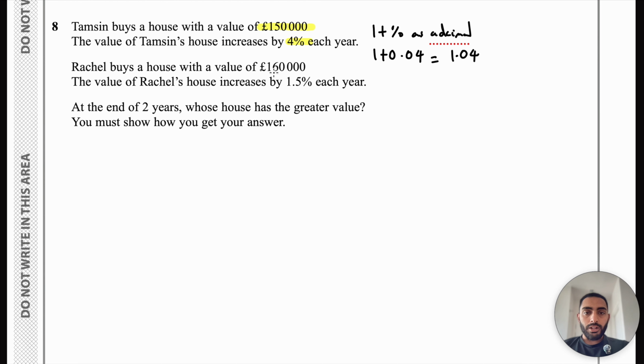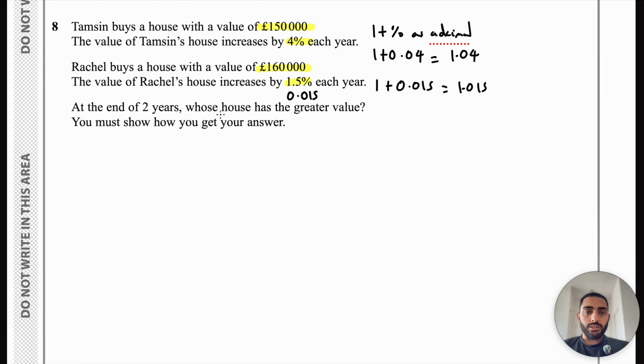Rachel buys a house with a value of £160,000. The value of Rachel's house increases by 1.5% each year. Let's do the same thing with this one. We're doing 1 plus because it's an increase. 1.5% as a decimal is 0.015. So we're adding 0.015, which gives us 1.015. That's what we would be multiplying by if we want to find out the following year.